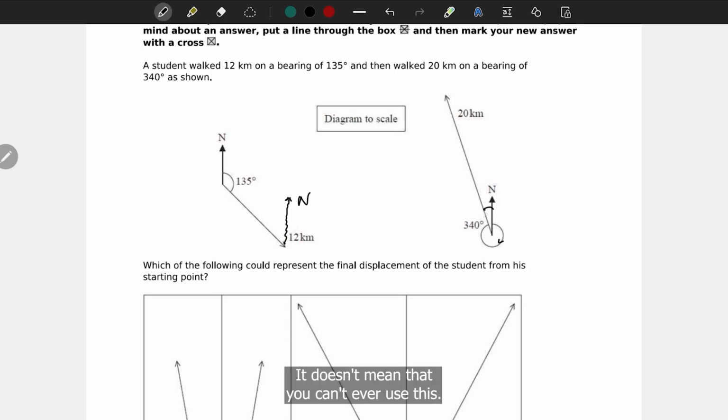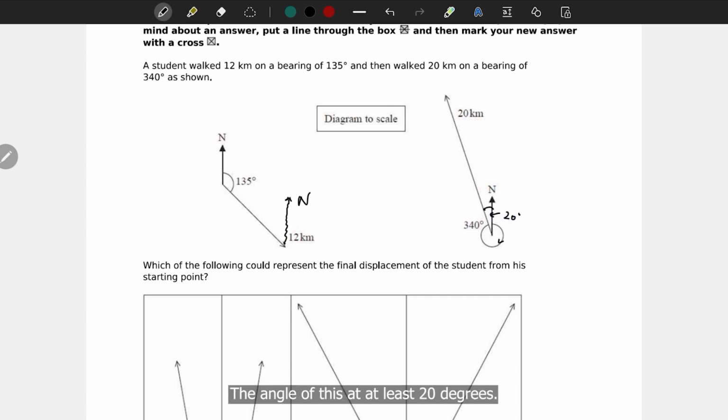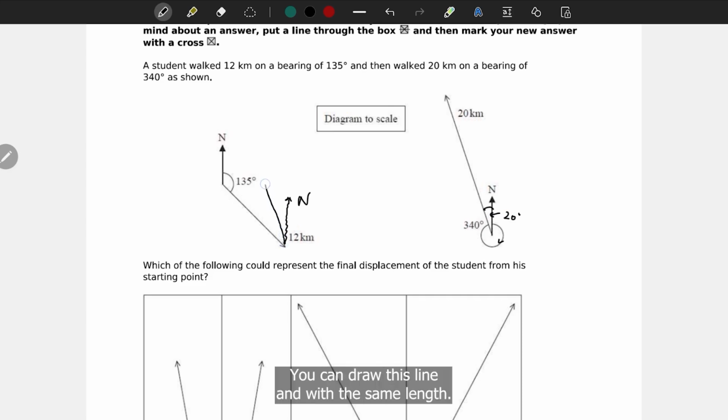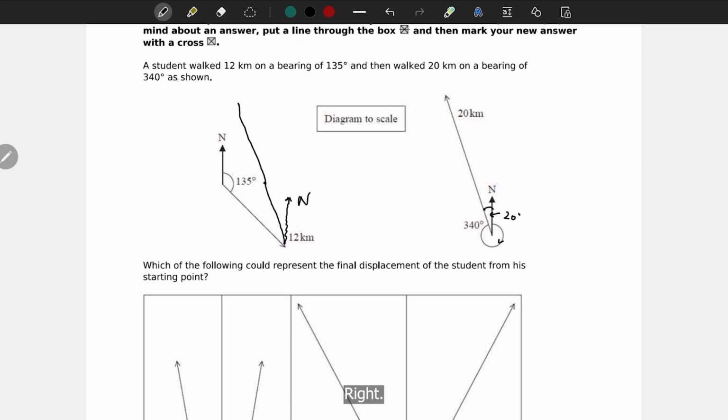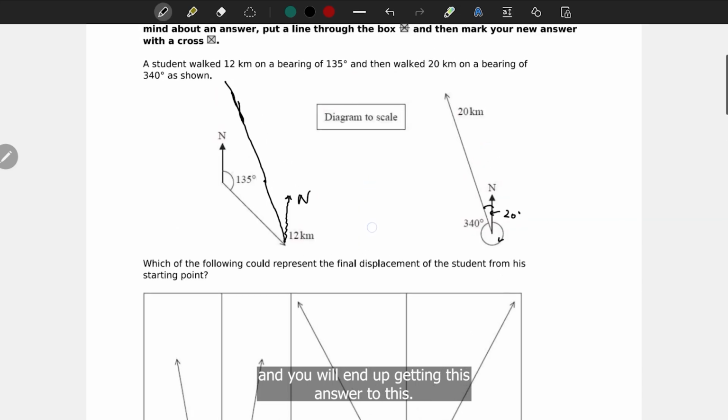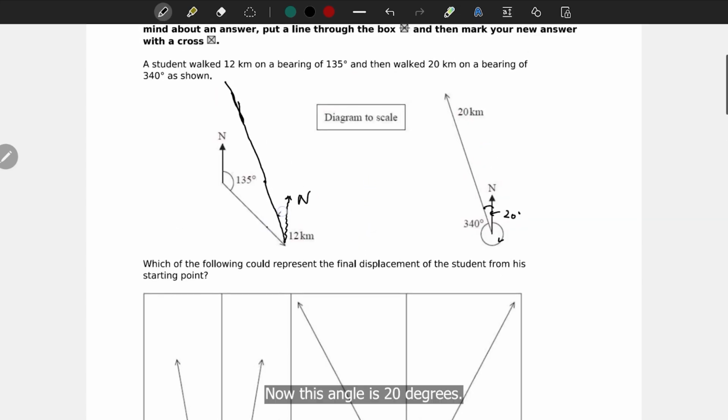It doesn't mean that you can't ever use this. You can even use this angle if you want. So this is 20 degrees, right? The angle of this angle is 20 degrees. So now you can draw this line, and with the same length, without even changing that, you can draw the line, and you will end up getting this answer, because now this angle is 20 degrees.